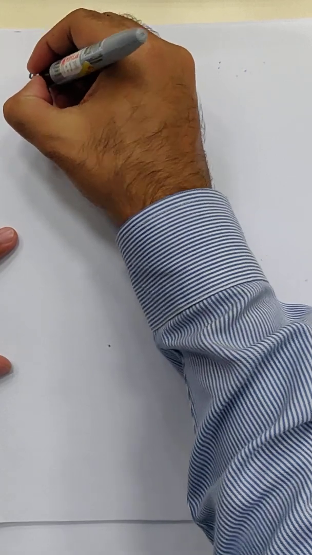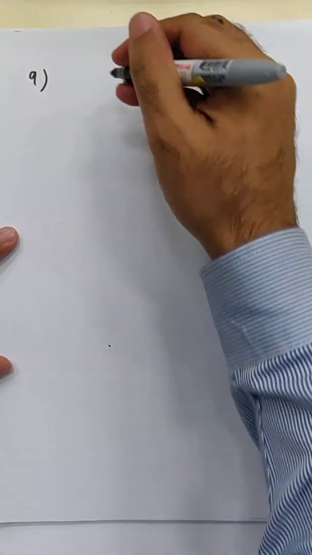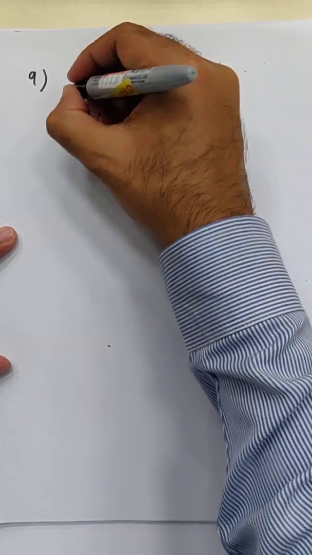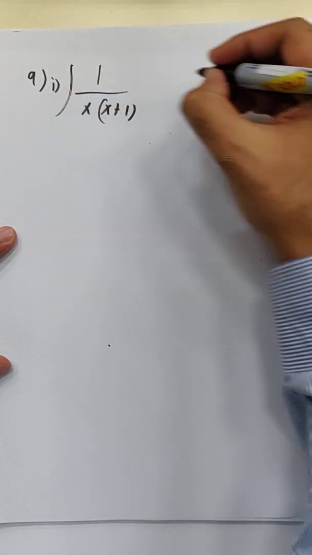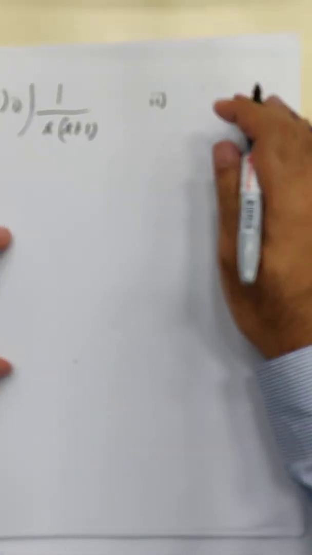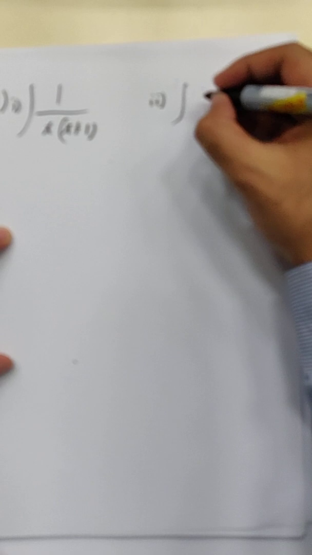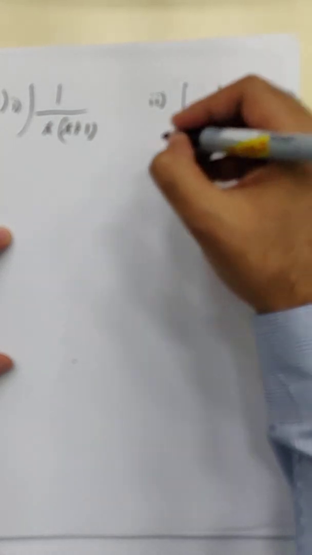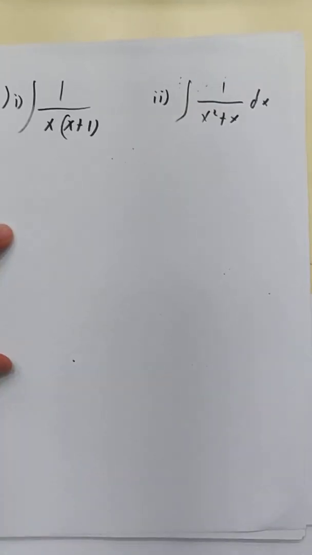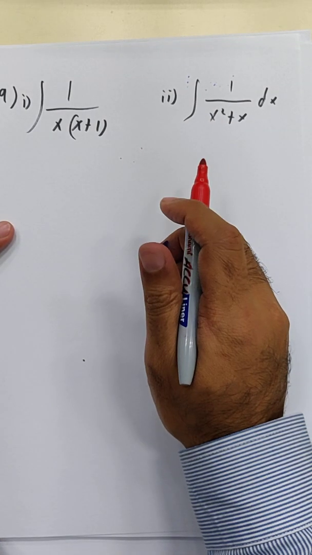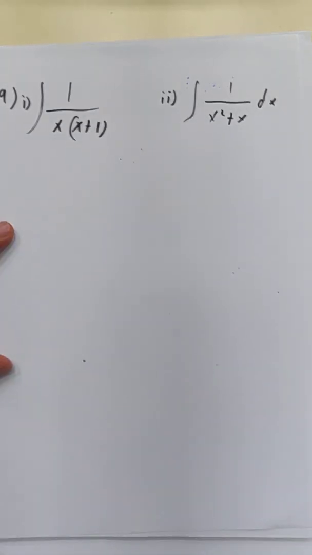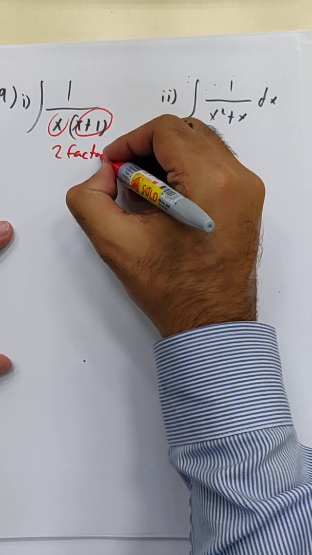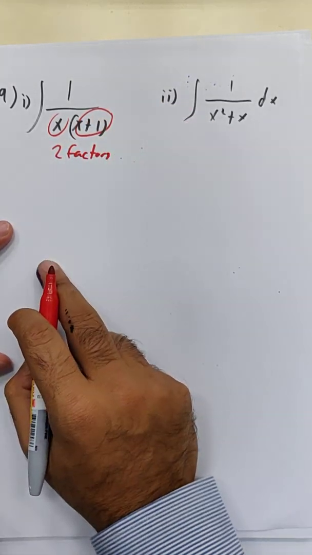Okay, number 9. Over here, I don't want to do all of it. I just want to know the formula. What's the best way to proceed? The first one is partial. Why partial? Because you can see I have 2 factors. What about the right side? How do you solve it?